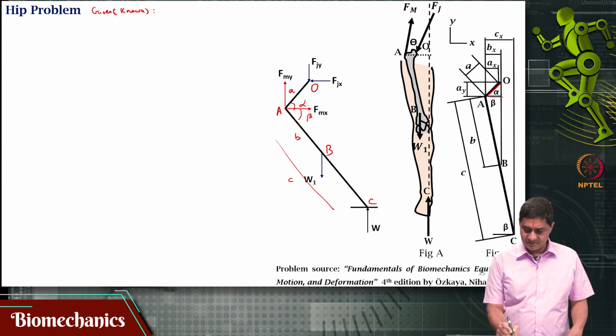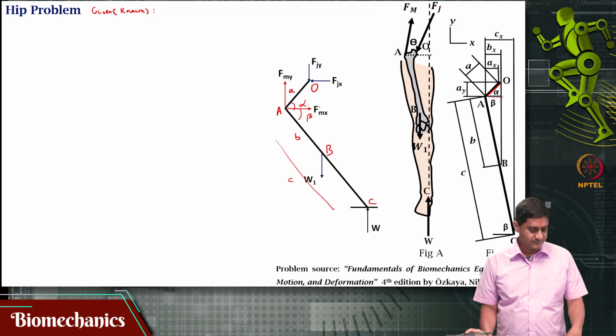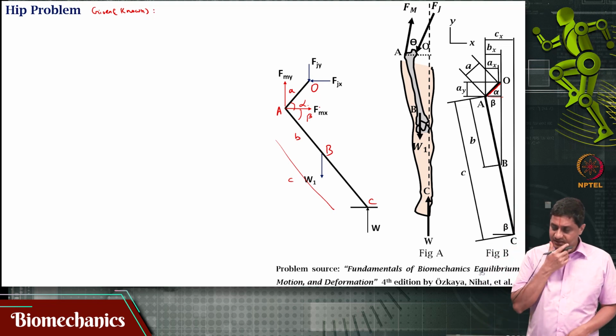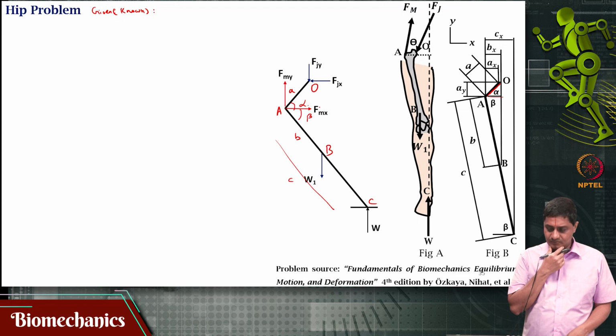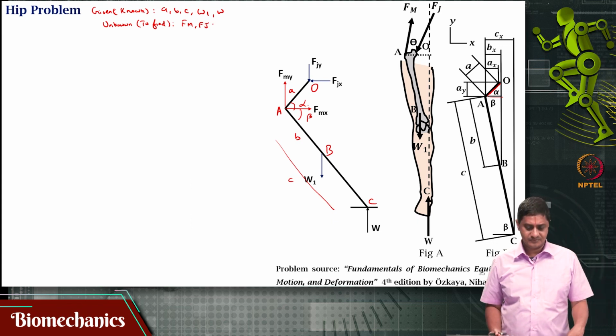Fm itself is acting at an angle of theta to the horizontal, that is also known. Now, can I resolve Fm in terms of theta? What is known is small a, b, c, W1, W. The unknowns to find are Fm and Fj. This is what we need to find.